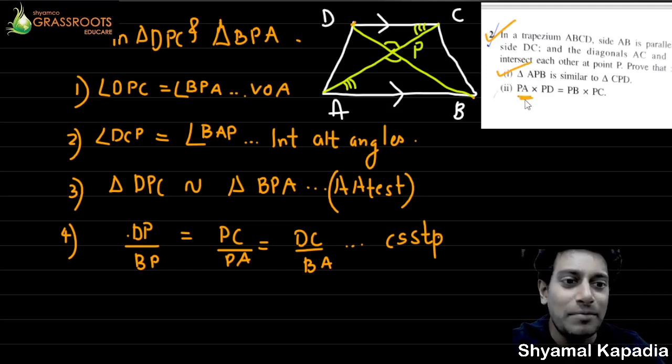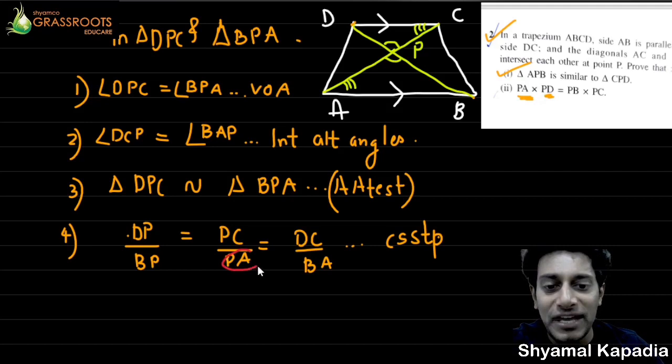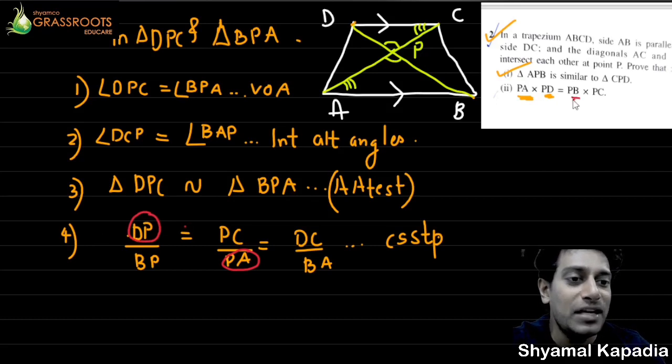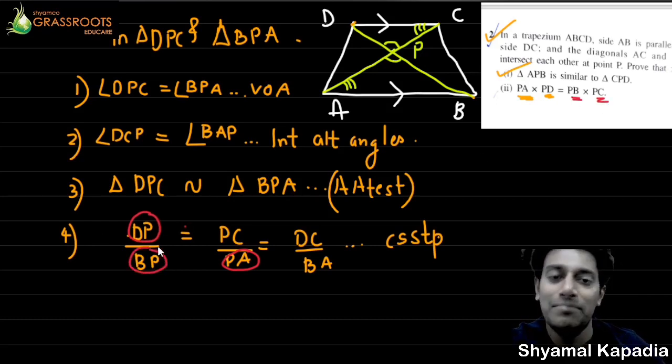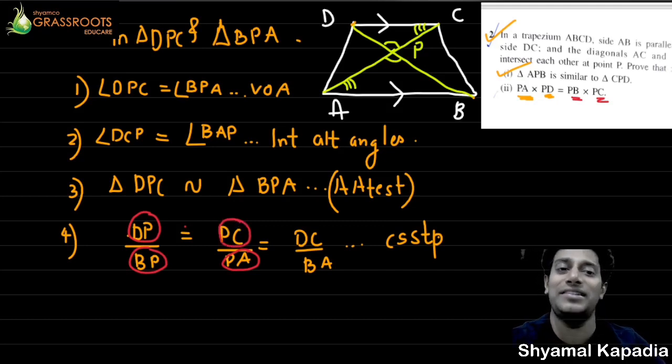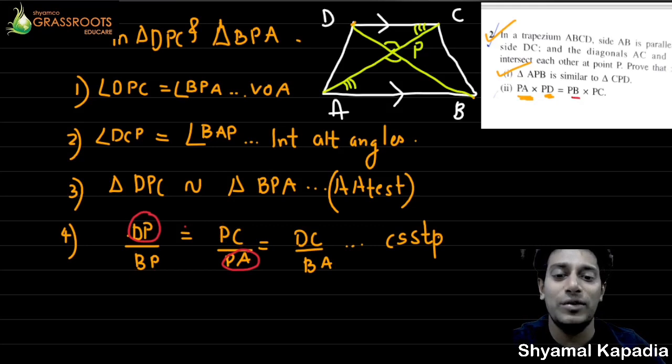Now check the requirements. PA into PD. Okay, PA into PD. Let's search. Hunt for PA. Oh yeah, PA is out here. And PD is out here. Oh, wonderful. And then I want PB and PC. There. PB, BP is the same. And PC. Excellent. So I have everything with me.